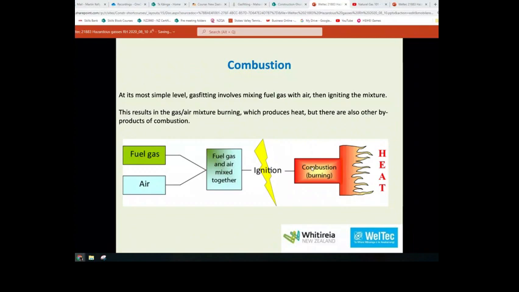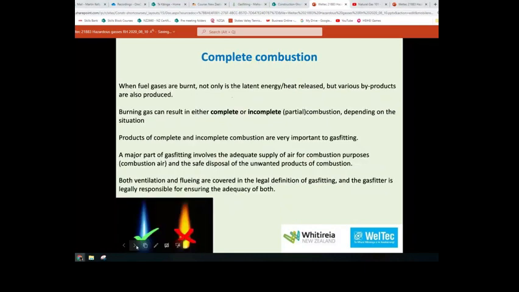Combustion. At its most simple level, gas fitting involves mixing fuel gas with air and then igniting the mixture. This results in the air gas mixture burning, which produces heat. There's also other byproducts formed from that combustion. So when we talk about combustion, we can get complete combustion, where all the inputs are consumed and mix with oxygen without running short of oxygen, because that's what it's reacting with.